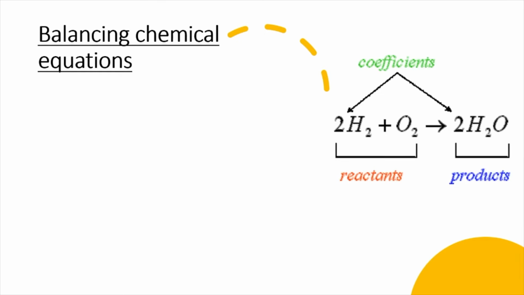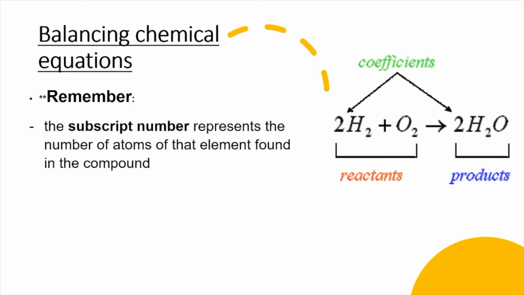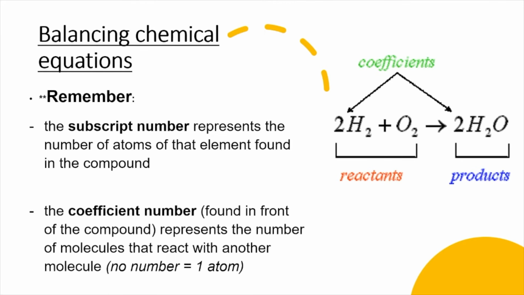When we do balancing equations, there are two important things that you need to remember. Firstly, the subscript number represented in a chemical reaction represents the number of atoms of that element that is found either in the compound or in the molecule. The coefficient number, which is the number found in front of the compound or the molecule, represents the number of molecules or atoms that react with another molecule or atom. If there is no number in front of a reactant or product, it means that there is one atom present of that molecule or of that atom specifically.